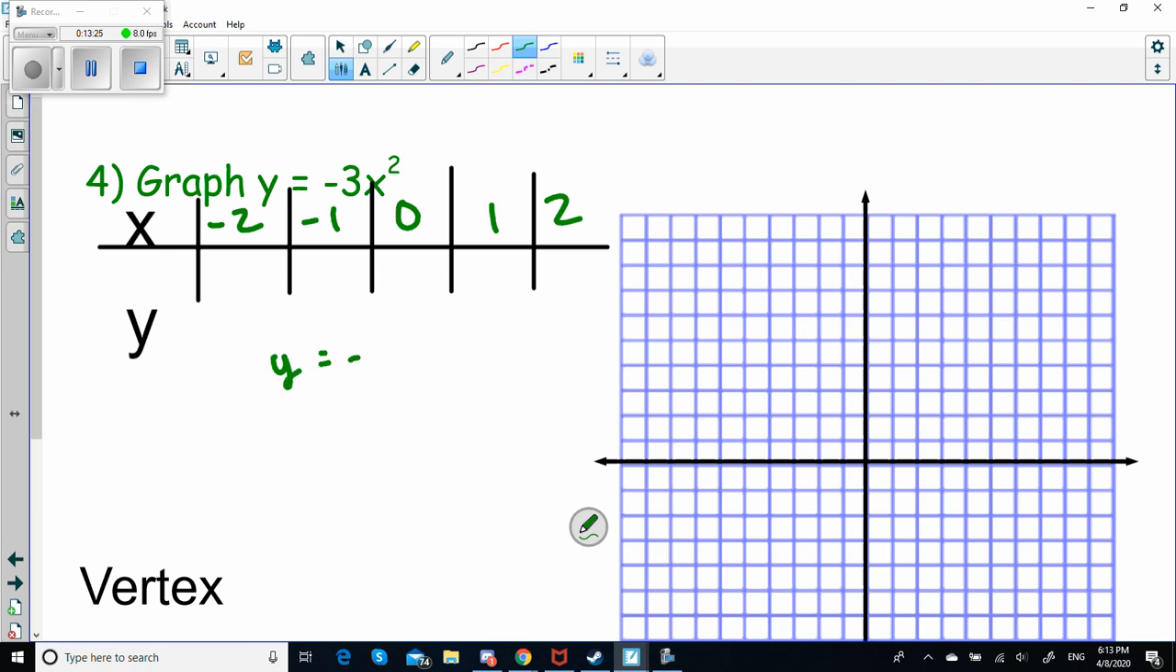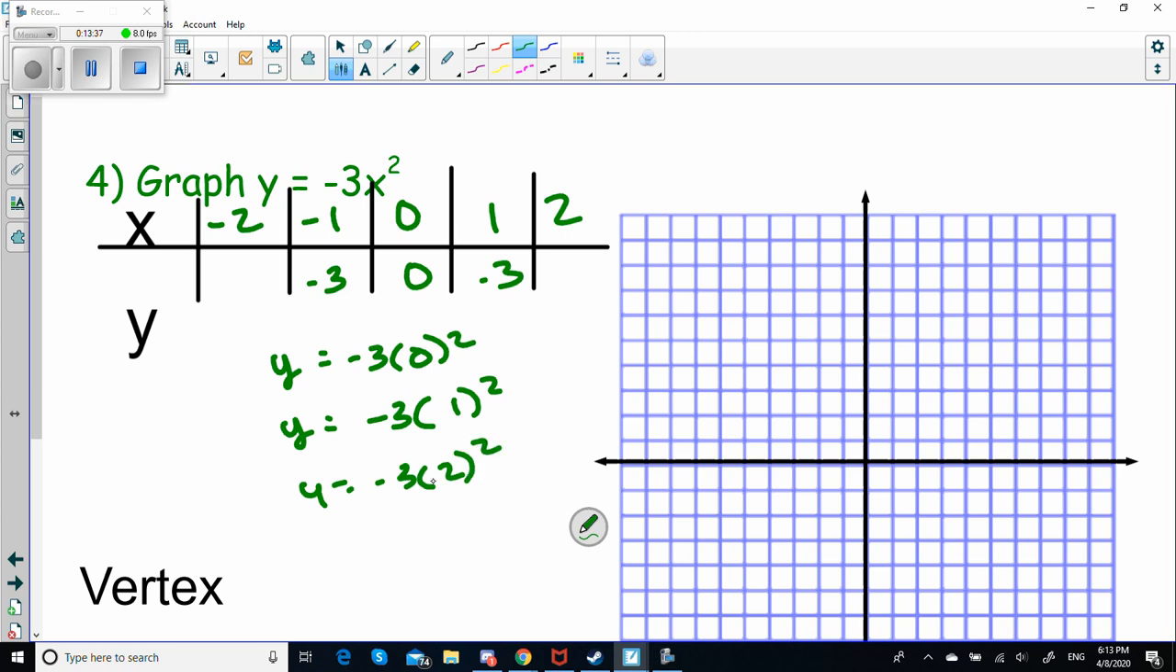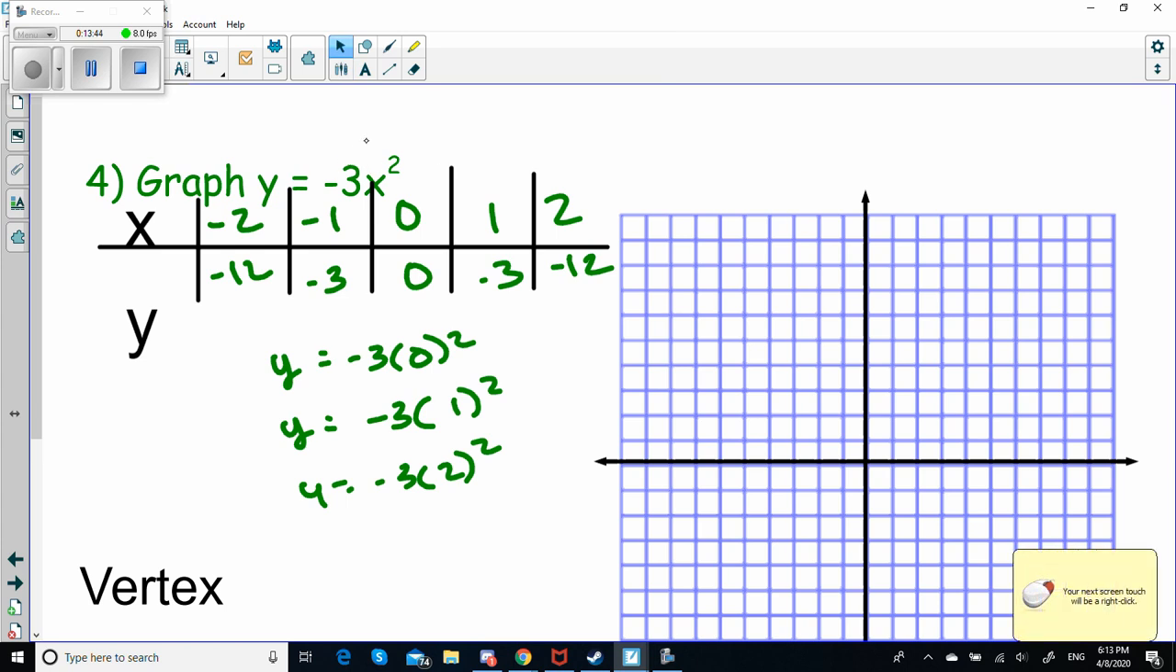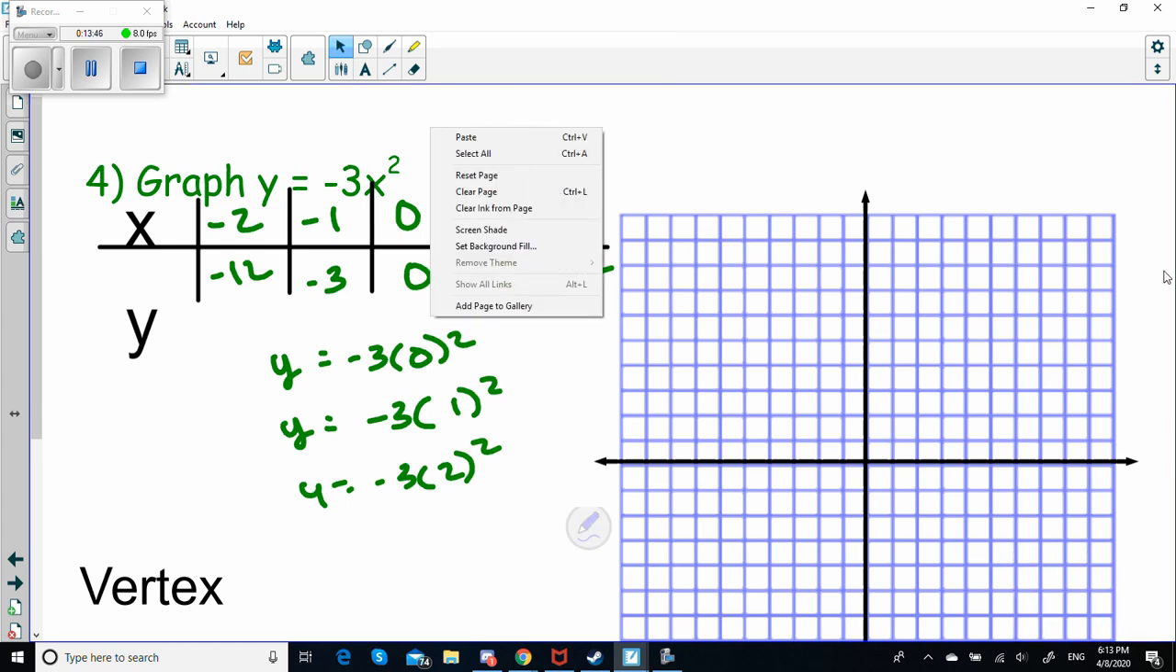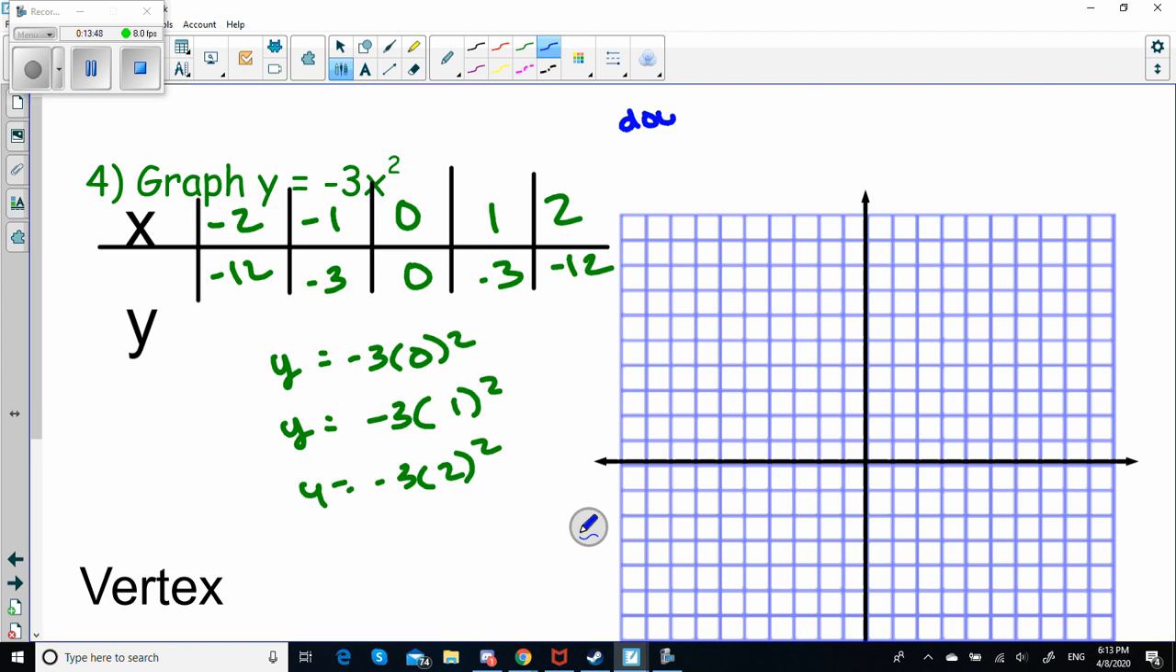So y equals -3 times 0 squared is 0. y equals -3 times 1 squared is -3. And y equals -3 times 2 squared is -12. I'm going to be off the graph a little again. I know that it is opening downward because it has a -a. So I know that it has a downward open or a frown. It's going to look like that. I know that because this A is negative.